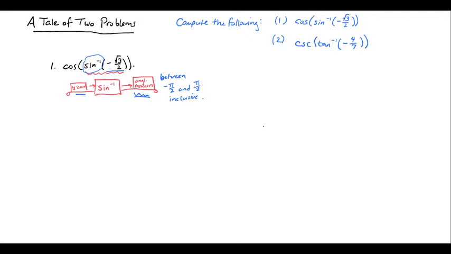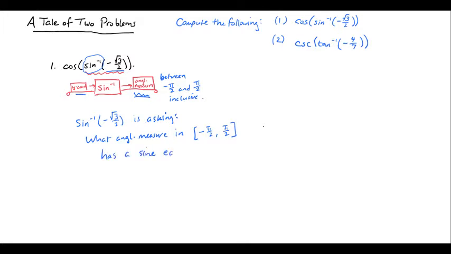Okay, so this is asking the question, sine inverse of -√3/2 is asking what angle, or what angle measure, in this interval, -π/2 to π/2, what angle measure in that interval has a sine equal to -√3/2? Alright, and if I were to draw my unit circle, I could remind myself which angle measure that would be.